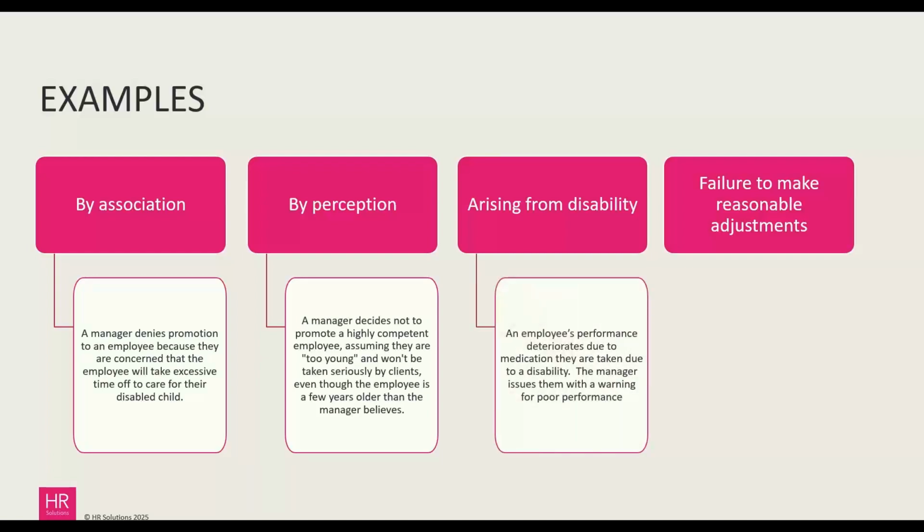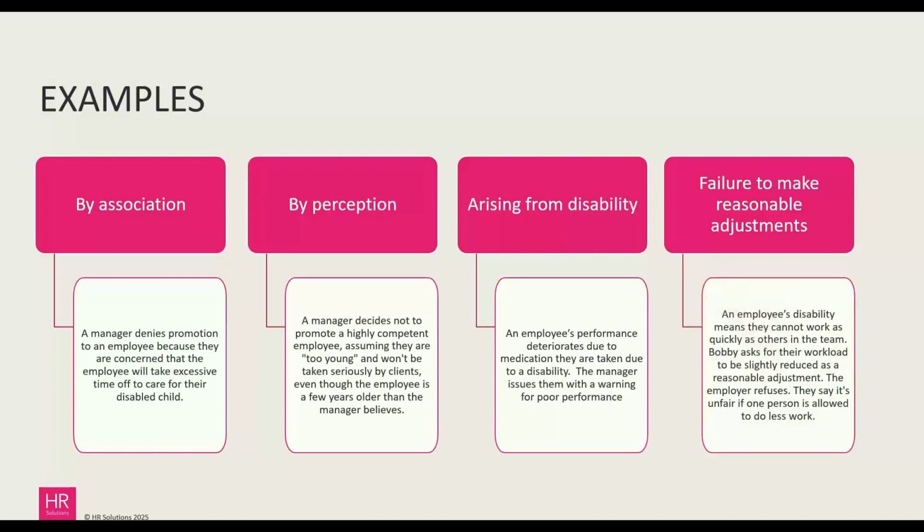And then these last two relate to the disability characteristic. So arising from disability is all about, for example, an employee's performance deteriorating due to the medication they're taking that's needed for their disability. The manager issues them with a warning for poor performance, and that is an example of how discrimination can arise from a disability. It means they've taken action arising from the disability and it is discriminatory.